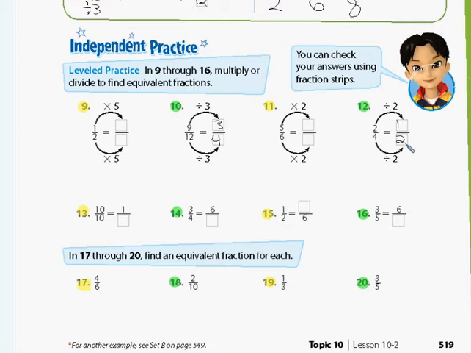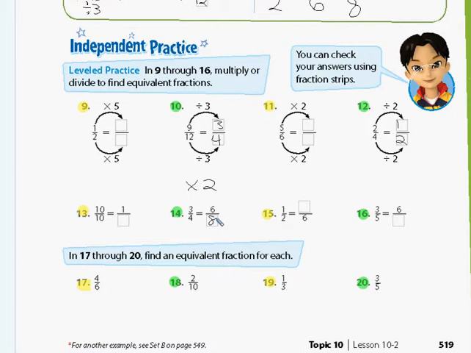Okay. On 14, they're not telling us what to divide or multiply by. But what would I do to 3 in order to make it 6? Ishmael? You have to multiply. And what would I multiply it by, you think? Times 2. Times 2, that's right. So if I do that to the numerator, I got to do the same thing in the denominator. So 4 times 2 is 8. So 3/4 is equivalent to 6/8.